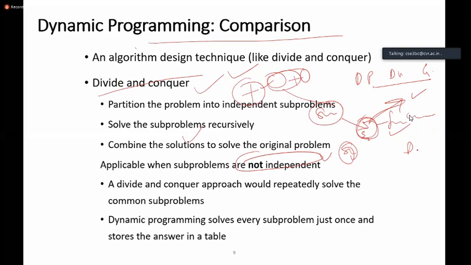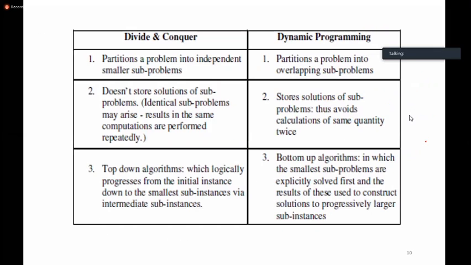In case of dynamic programming, the subproblems are not independent. In that case, we use dynamic programming. Now these are the differences. This you can read yourself also.